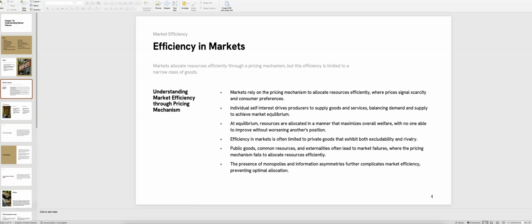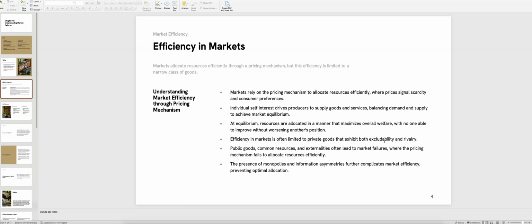What is it that distinguishes, for instance, the environment from a private good? The two key characteristics that we're going to talk about here are in bullet 4. Private goods are excludable and they are rival. So this rather mundane topic was actually the focus of my dissertation, if anyone's interested. Most goods are excludable and rival.